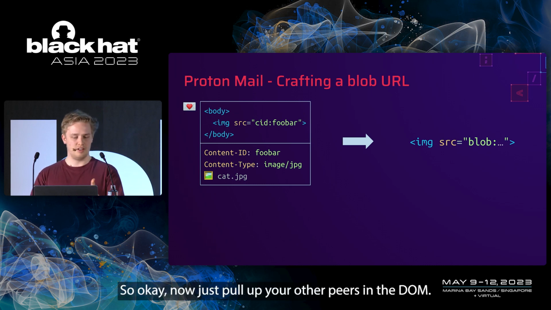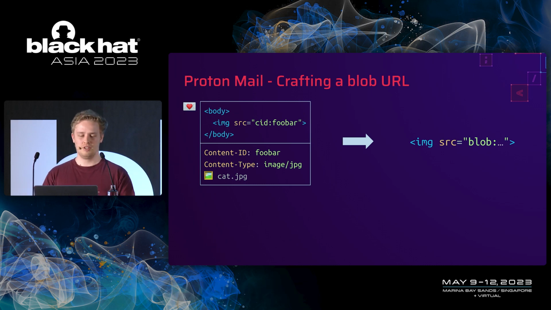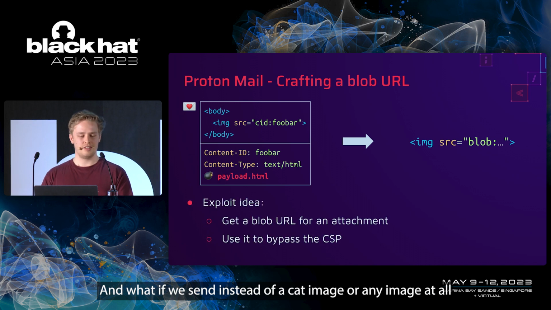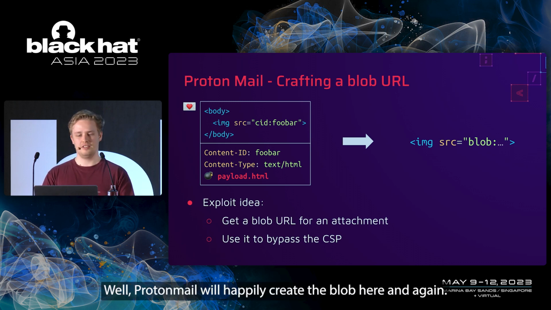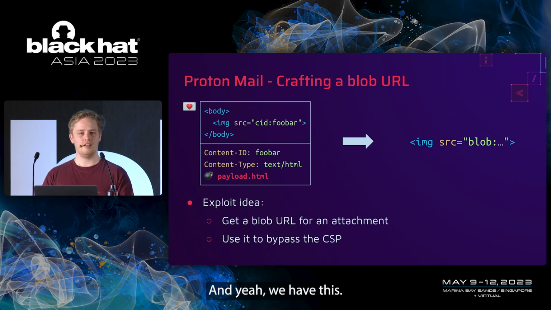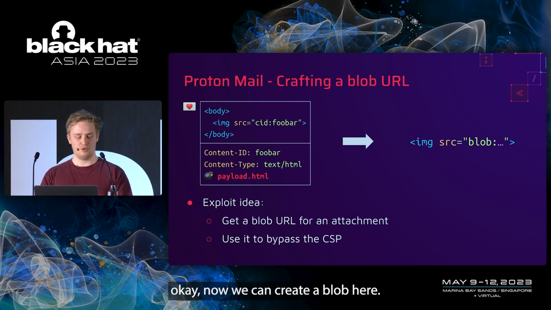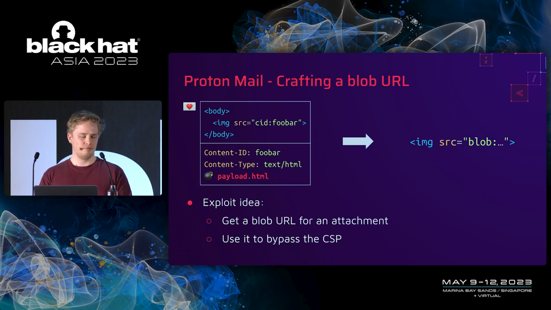So, okay, now this blob URL appears in the DOM. And what if we send, instead of a cat image or any image at all, just our payload HTML or JavaScript file? Well, ProtonMail will happily create the blob URL again, and yeah, we have this. So the further idea would be, okay, now we can create a blob URL, we somehow need to get it, and then we can use it to bypass the CSP.